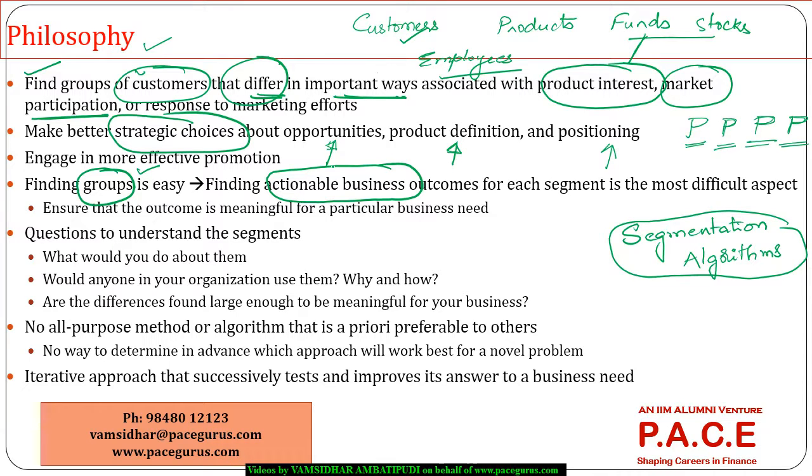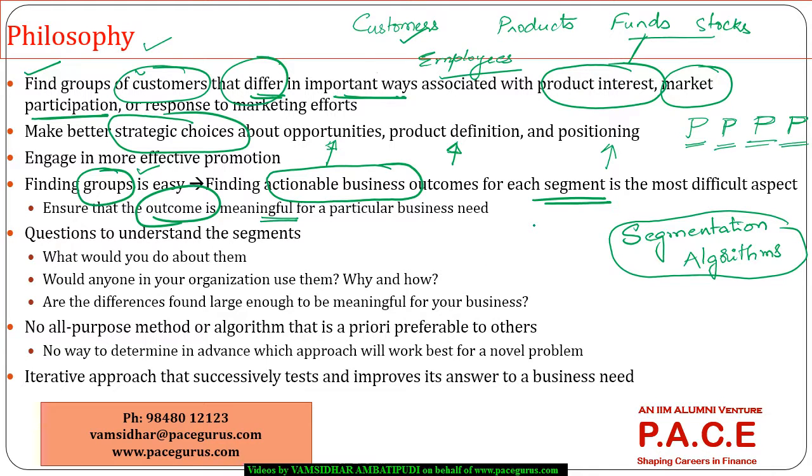How do I differentiate segment 1, segment 2, segment 3 with respect to the performance in an appraisal? So linking them to my business outcomes and really coming out with what is the characteristic of this particular segment, and how this segment is differentiated with respect to the other segments as a part of my business need is the most difficult aspect with respect to segmentation.